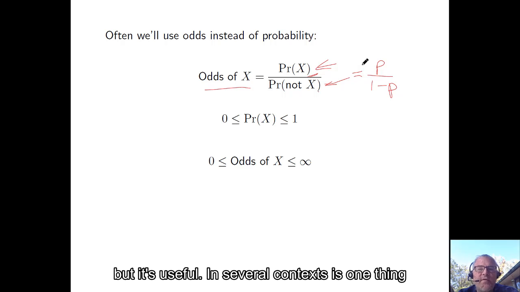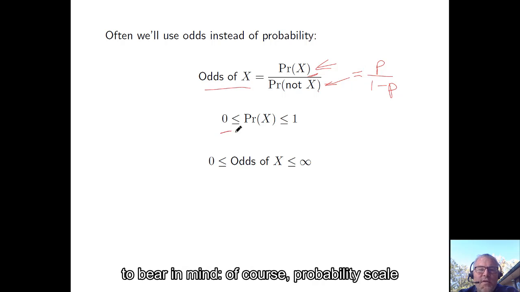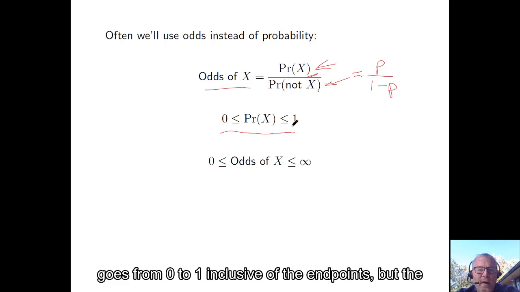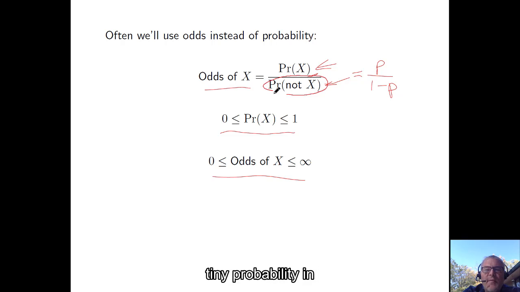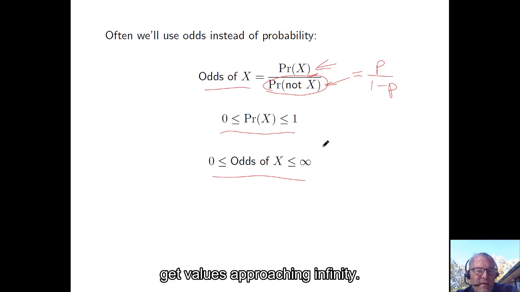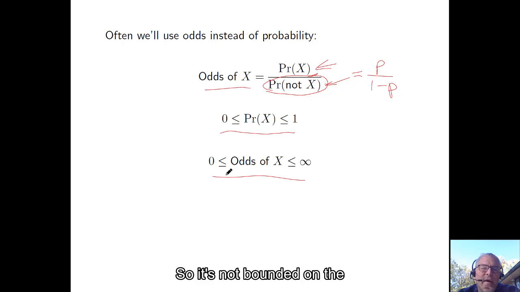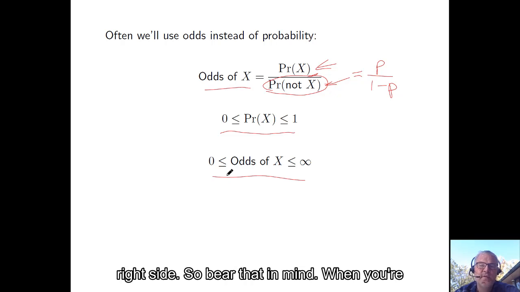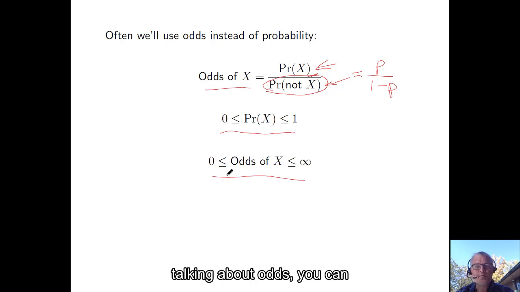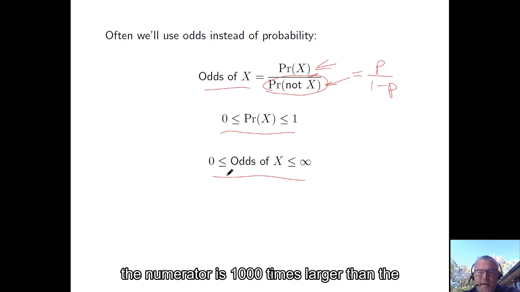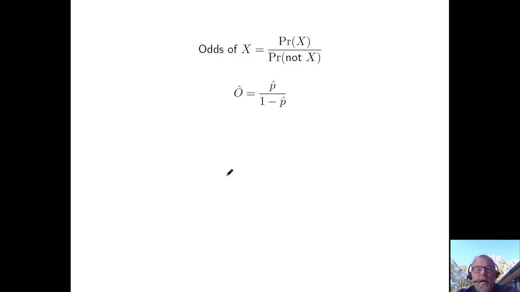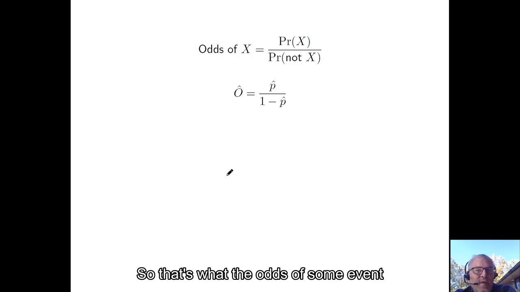But it's useful in several contexts. So one thing to bear in mind, of course, is that the probability scale goes from 0 to 1, inclusive of the endpoints. But the odds scale, since you can have a tiny, tiny probability in the denominator, can take values approaching infinity. So it's not bounded on the right side. So bear that in mind when you're talking about odds. You can have an odds of 1,000 if the numerator is 1,000 times larger than the denominator. Okay, so that's what the odds of some event X are.